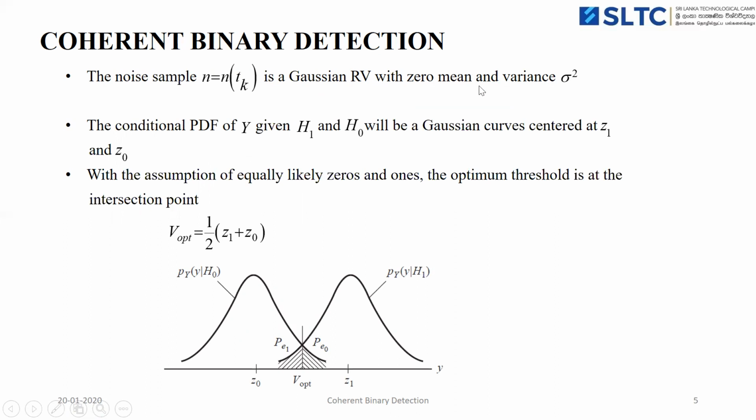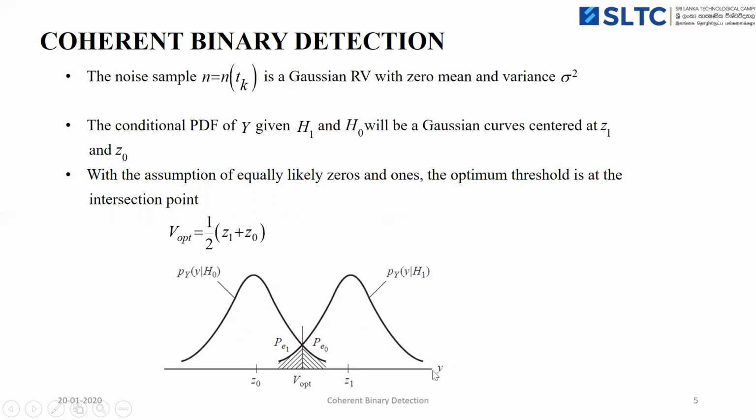Conditioned on H1 and H0, the hypotheses for message bit 1 and message bit 0, we can find the conditional PDF for the signal term Z. It has the shape of Gaussian curves centered at Z1 and Z0. The waveform shows the Gaussian curves for the conditional PDF of received signal Y with respect to H0 and H1, and the intersection of these two Gaussian curves gives the optimum threshold, denoted by V optimum. Here the x-axis is the received signal.